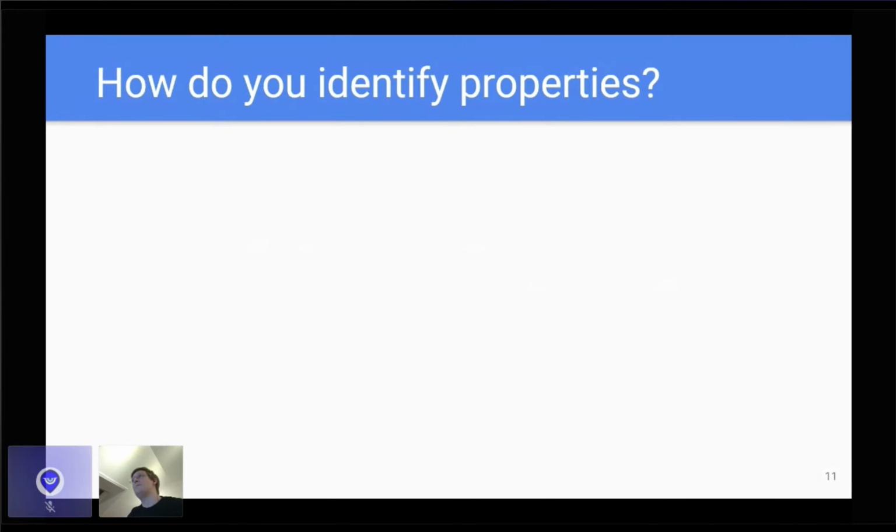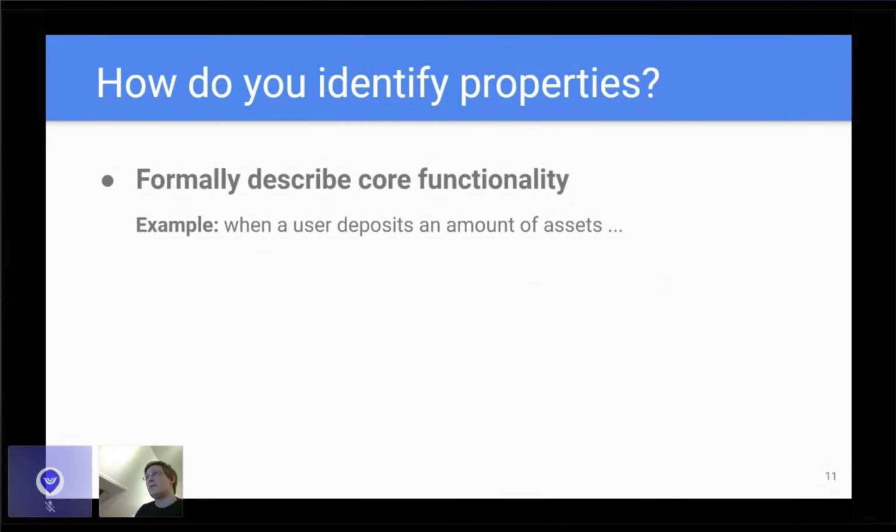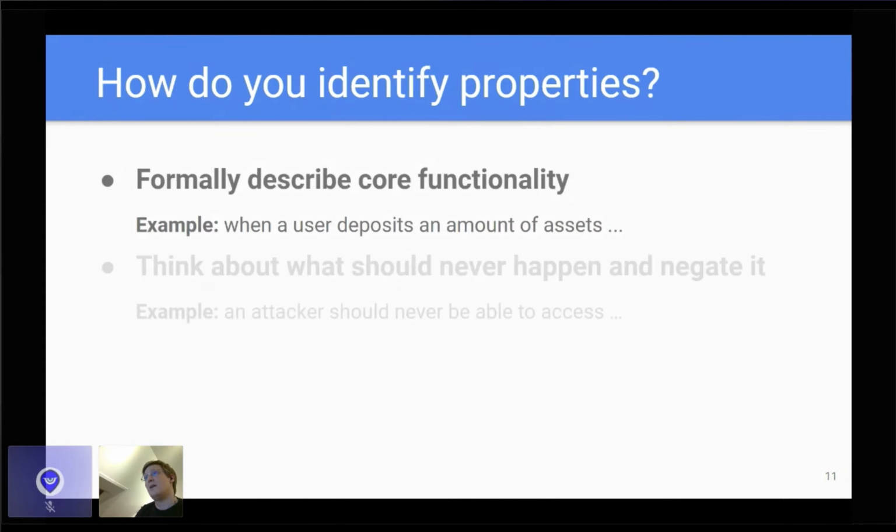The first thing that should be explained is how you actually identify the properties I was talking about. Typically, these properties describe some sort of core functionality of your system. An example would be: when a user deposits an amount of assets, then something happens, some effect occurs.